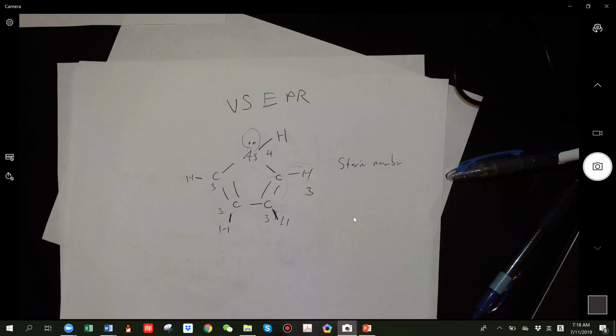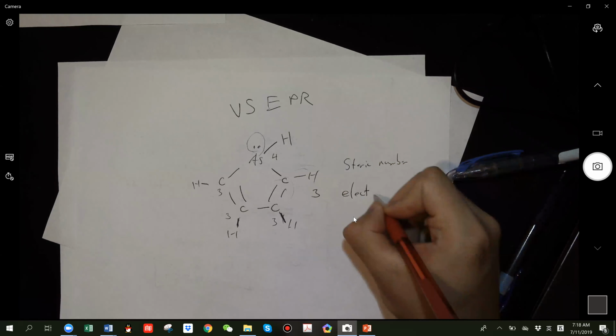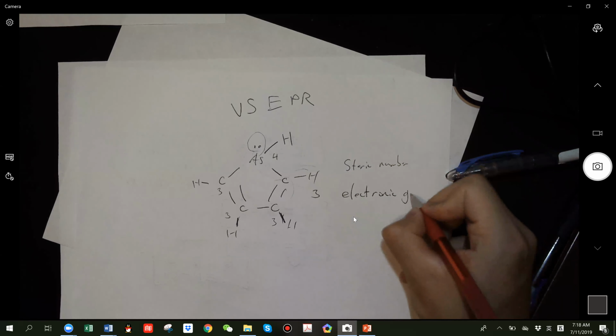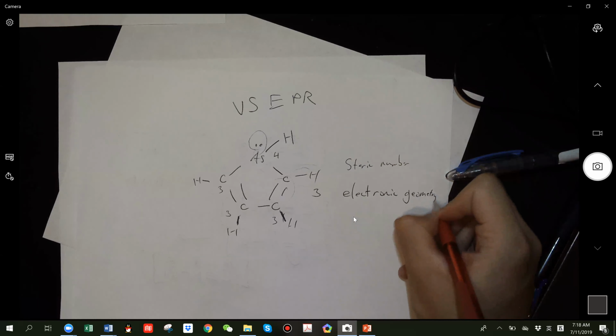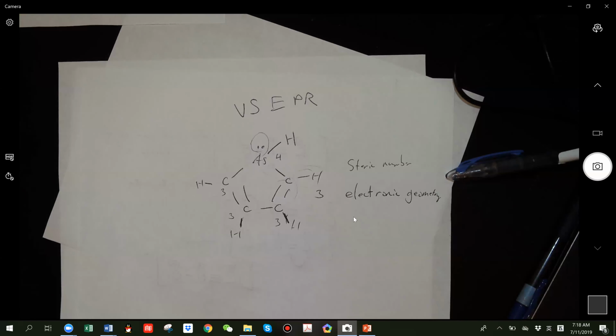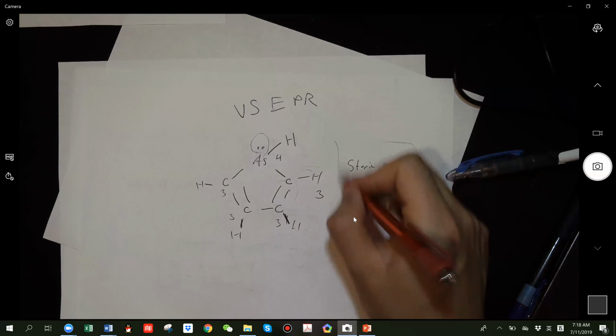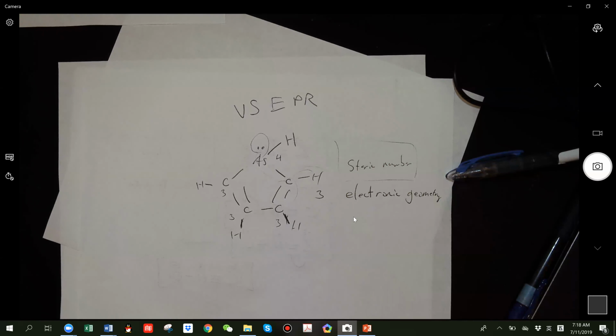So with the steric number in mind, we can determine what's called the electronic geometry. You can think about this as how the electrons are arranged around that atom. So how are the bonds and the lone pairs arranged around the atom? Let's start with carbon because it doesn't have any lone pairs, so it's a bit easier. We have a steric number of 3. Does anyone remember what the geometry should be?